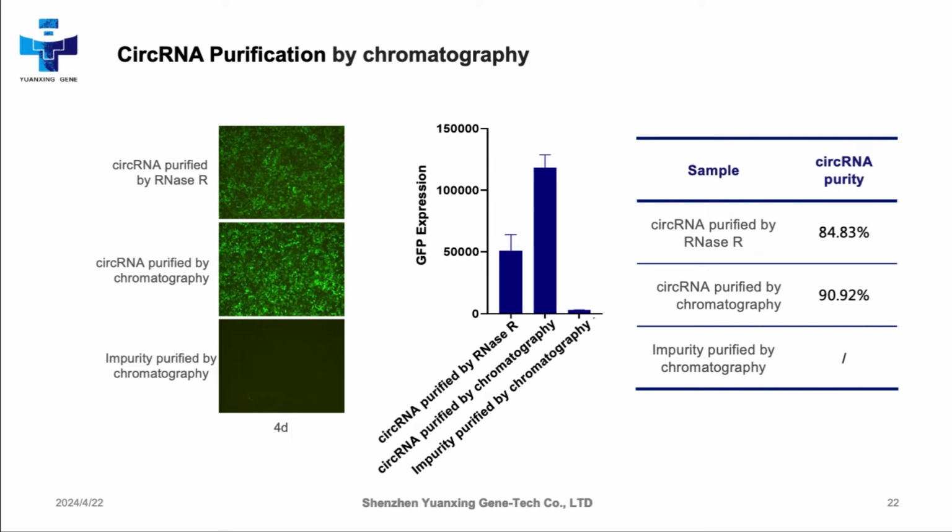Additionally, we assessed the GFP expression at the cellular level 4 days after the transfection to compare the circRNA purified by chromatography and the circRNA purified by the RSR treatment, and found that the expression level of the circRNA purified by chromatography was almost twice that of the circRNA purified by the RSR. So, this indicates that the higher purity of the circRNA may yield more effective expression.